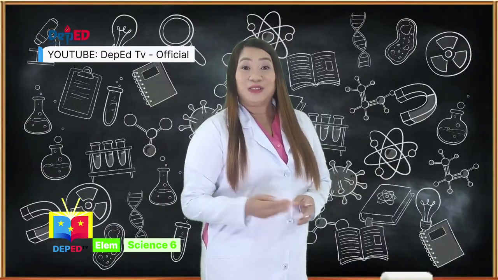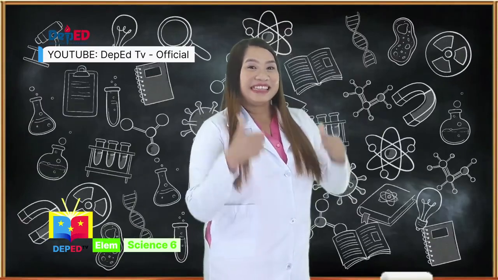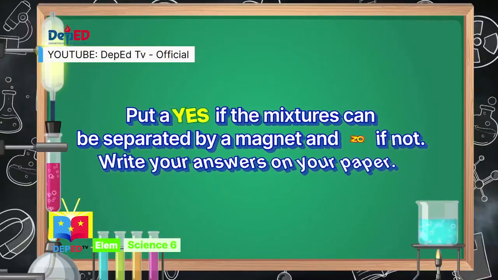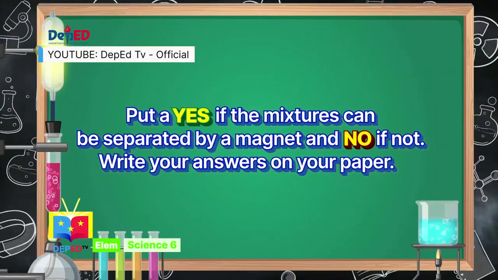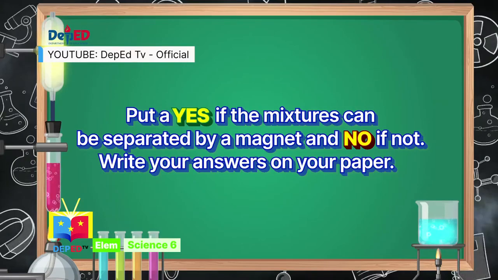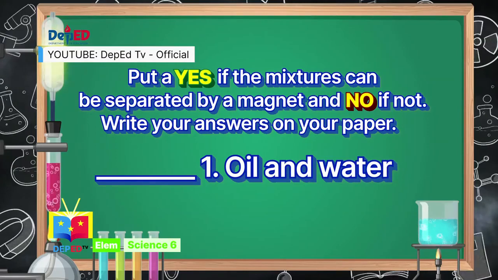Science-minded learners, do you want another activity? Yes, let's have another activity. Put a yes if the mixtures can be separated by a magnet and no if not. Write your answers on your paper. Number 1. Oil and water.